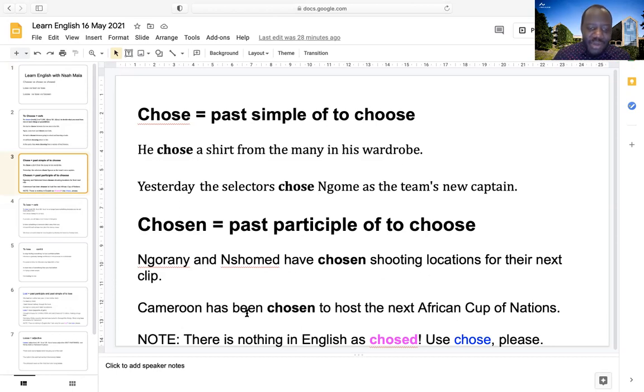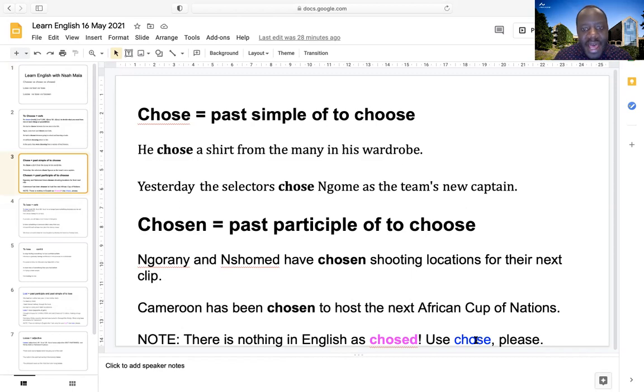Okay. Cameroon has been chosen to host the next African Cup of Nations. Note, please take note. I repeat, take note. There is nothing in English as choosed. Wherever you are using choosed, it is wrong. And it's very common too with Francophone learners of English when they generalize the rule of adding ED. So please, there is nothing like choosed in English.